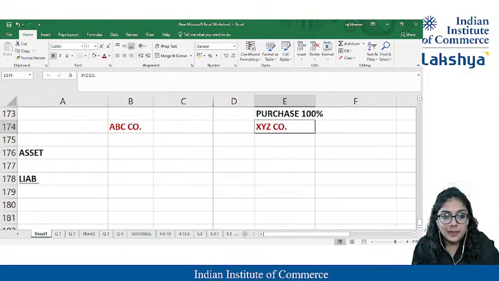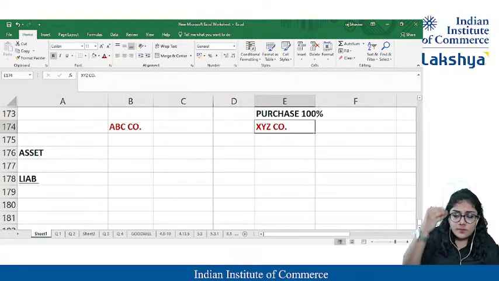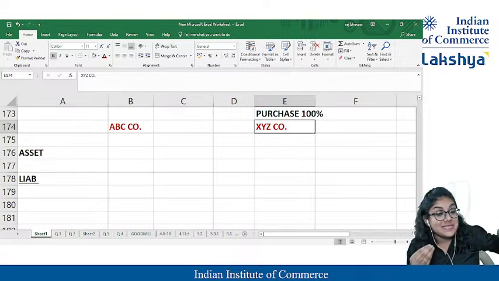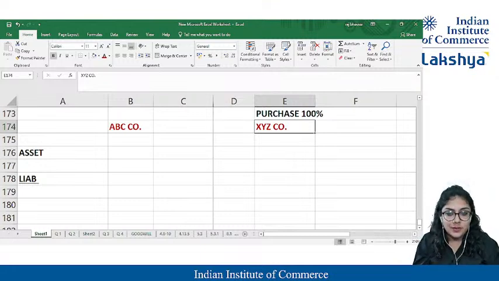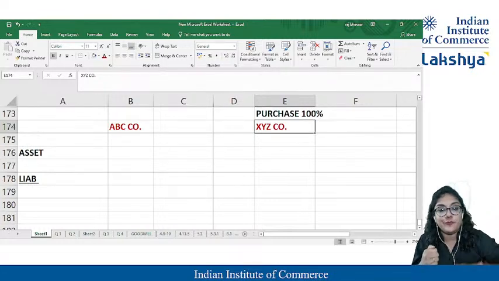Then what are you going to club? We as ABC company are going to take our total assets, our total liabilities, plus their total assets, and their total liabilities are also to be added into my account. That means I have to combine my financials and your financials, my profit and loss account and their profit and loss account.